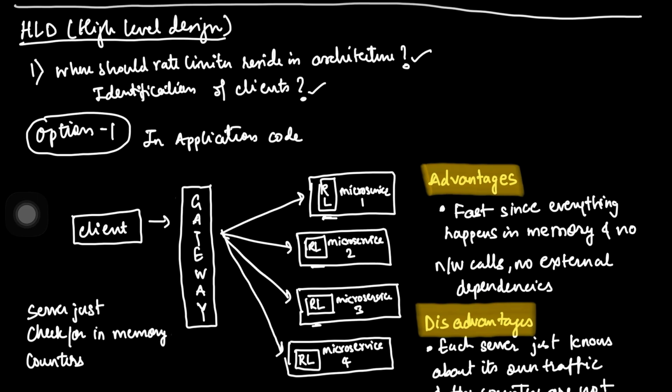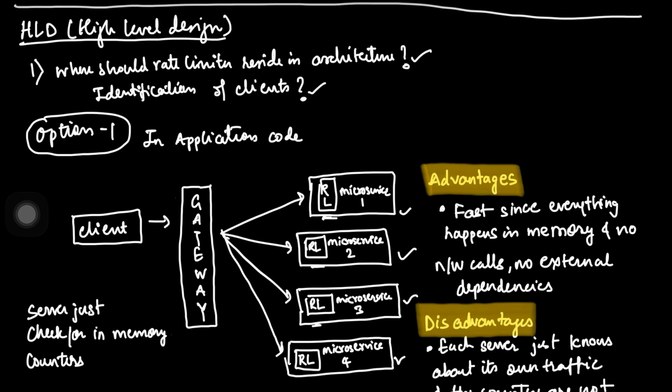To answer the first question, where the rate limiter should reside in the architecture, we will evaluate 2 to 3 options. The first option is to bake the rate limiting directly into our application code. We have multiple microservices, and each microservice has its own local in-memory counters. The biggest advantage here is speed. Since everything happens in the server's memory, there are no extra network calls and zero external dependencies. It's as fast as it gets.